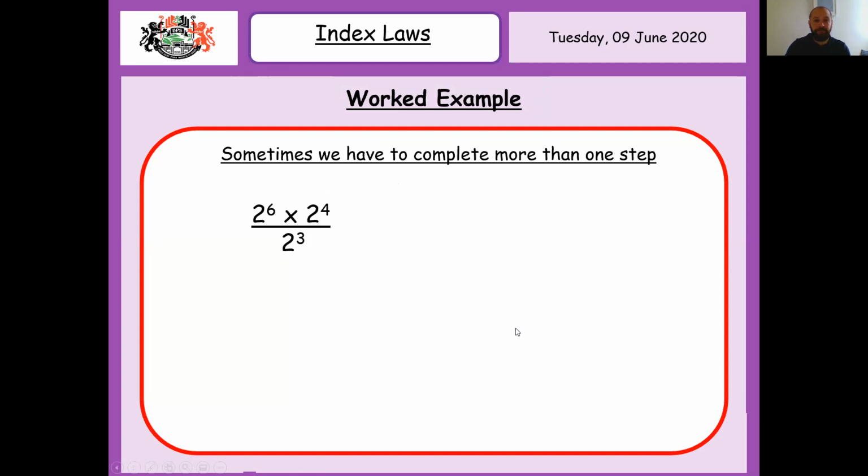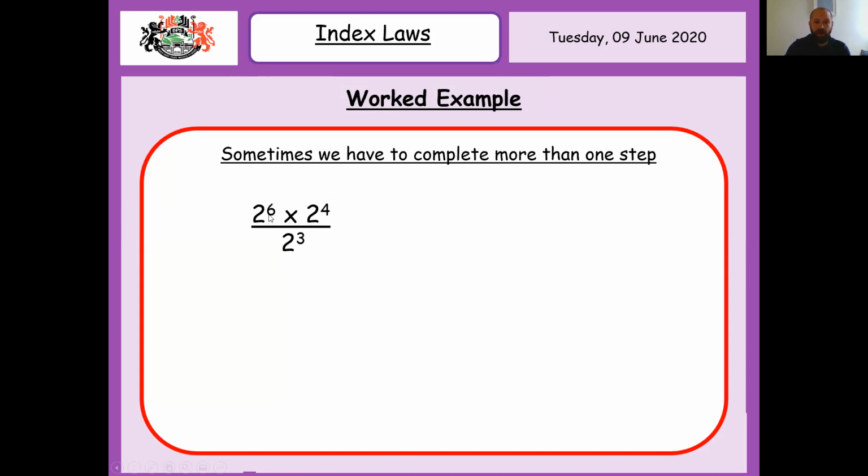Okay. Sometimes we also have to complete more than one step. Now you'll see here, we've got a multiply and a big divide. We've got to deal with them one at a time. So we're going to follow the rules one at a time. Let's just check our base values are the same. They are. They're all 2s.